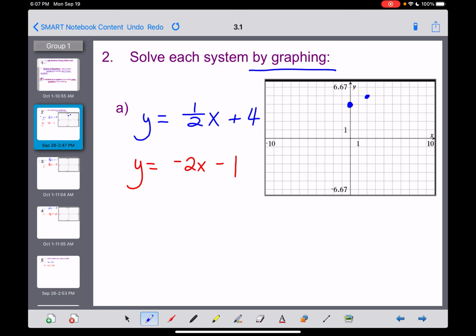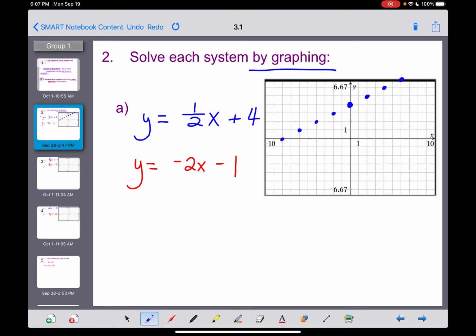It's even more important here than it used to be. Up 1, right 2. Up 1, right 2 again. And I'm going to go the other direction as well. Down 1, left 2. Down 1, left 2. Down 1, left 2. And that's probably pretty good.